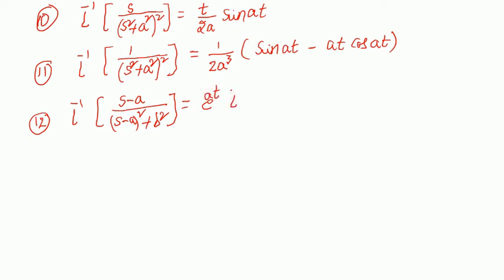Then what happens? The remaining terms are L inverse of s by (s square plus b square), because the role of a is completed. So this is equal to e power at into, what is s by (s square plus b square)? It is nothing but cos bt. So these are the 12 formulas you have to remember in the inverse Laplace transform of standard functions, right?